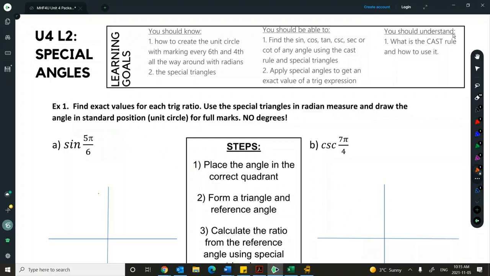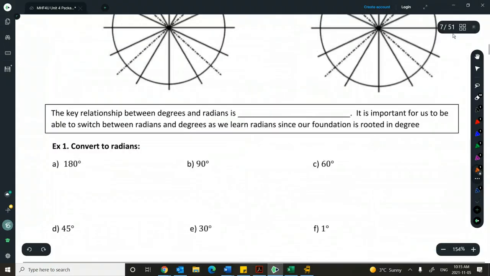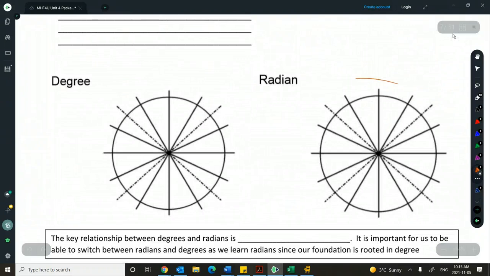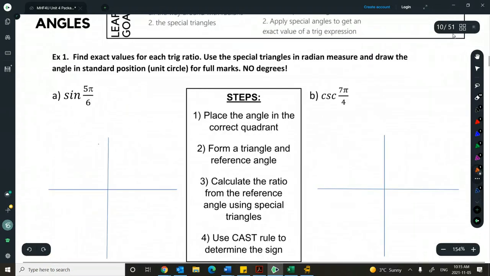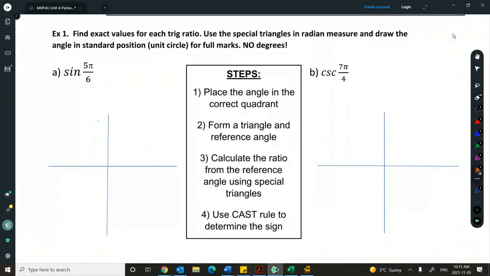And we're also going to use this unit circle that we filled out in our previous lesson where we identified where all of these radian values were. So here are the steps. We have 4 main steps. The first step is going to be to place the angle in the correct quadrant.